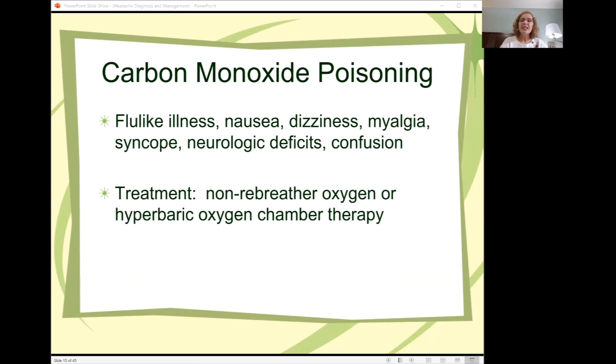Consider carbon monoxide poisoning if there are multiple people from the same household with the same symptoms. This is most commonly due to smoke inhalation, but faulty furnaces or exposure to engine exhaust can also cause these dangerous headaches. In mild cases, there will be flu-like symptoms such as nausea, dizziness, and muscle pain. In severe cases, there's syncope, neurologic deficits, or even death.